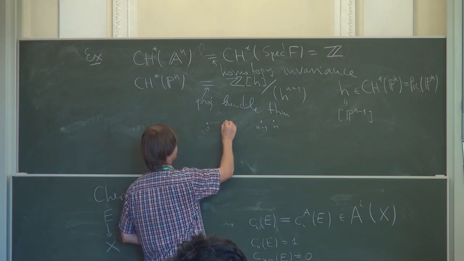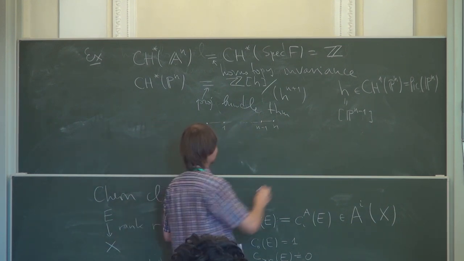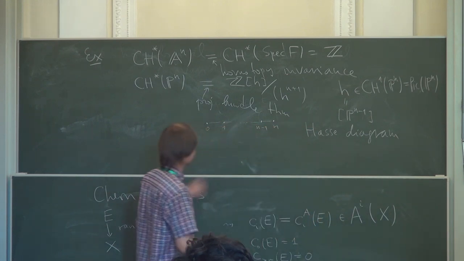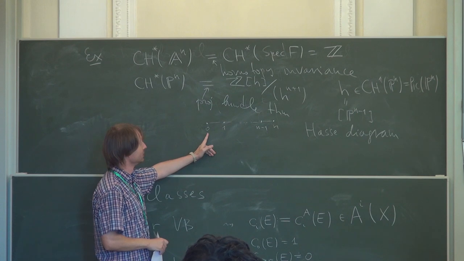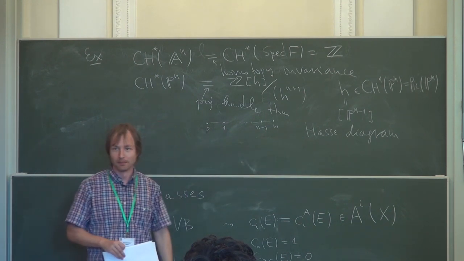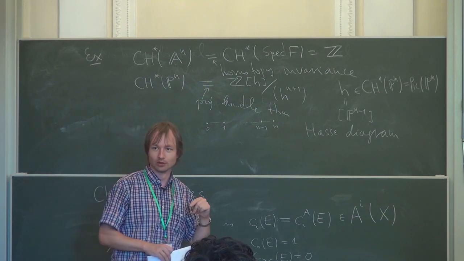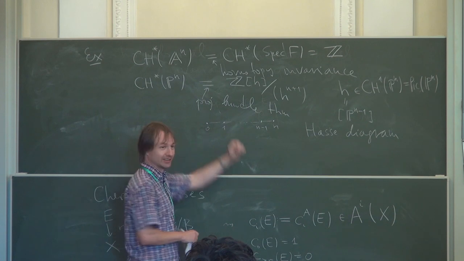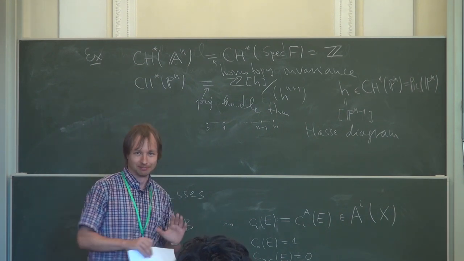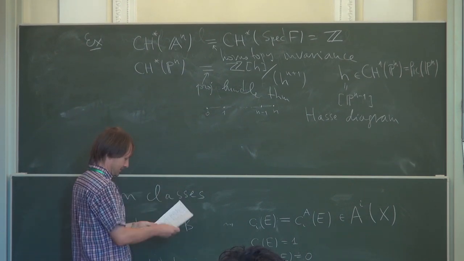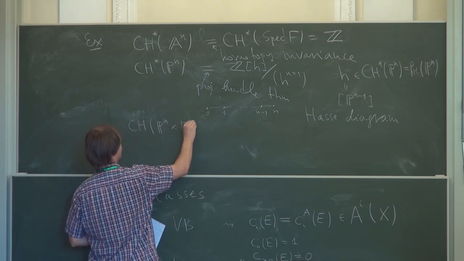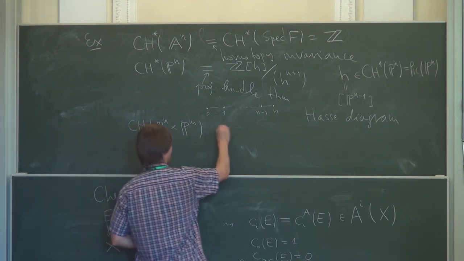If you draw such a diagram, a Hasse diagram, for P^n it's a chain, since there is only one generator in each degree. What the edges mean I would like not to explain, but there is also a meaning for edges on this diagram. Let me skip it. Here it's very elementary, but soon, say for quadrics, it will be more interesting. And maybe the last example: what is the Chow group of a product of two projective spaces? Well, there is the Künneth formula.